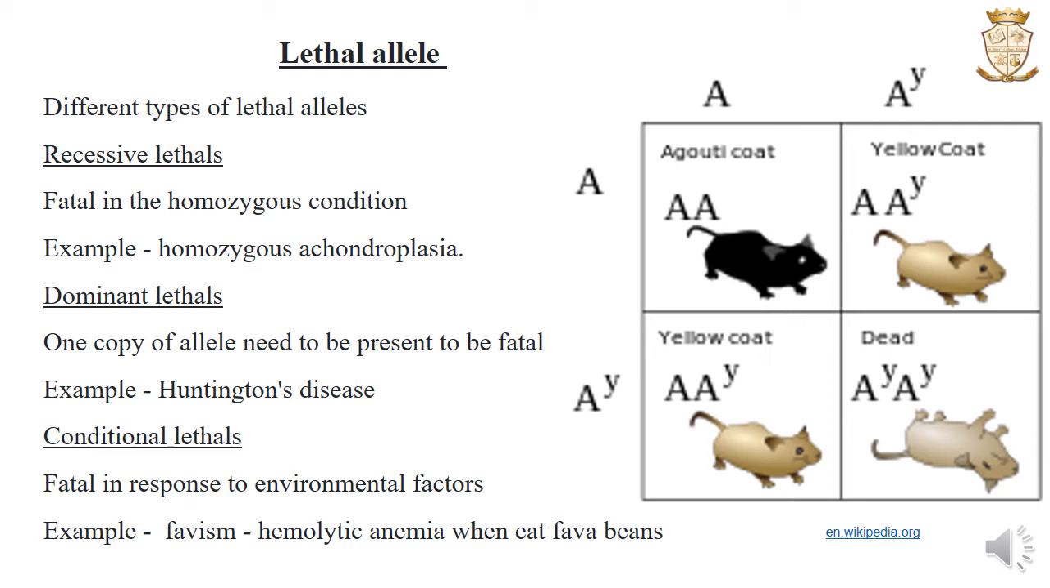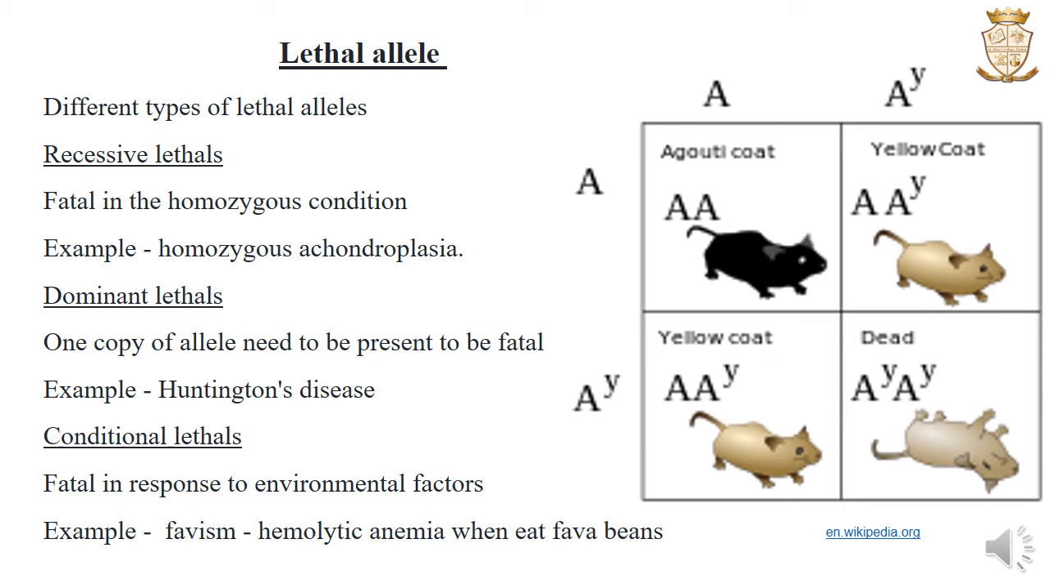Coming to recessive lethal alleles, a pair of identical alleles that are present in an organism that ultimately result in the death of the organism are known as recessive lethal alleles. These types of lethal alleles are fatal or result in the death of the animal only in the homozygous condition. An example is homozygous achondroplasia.